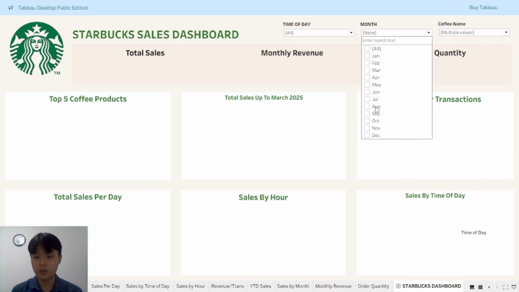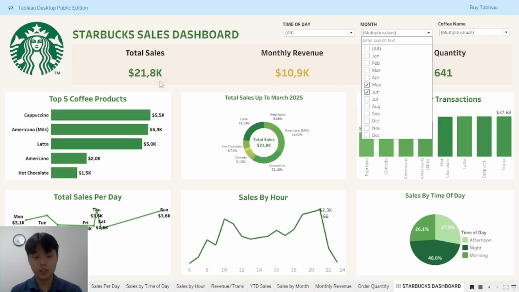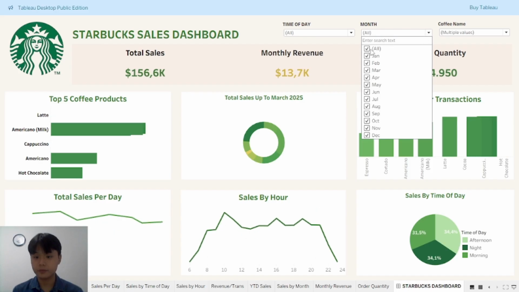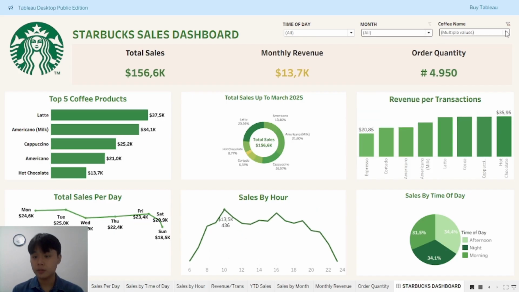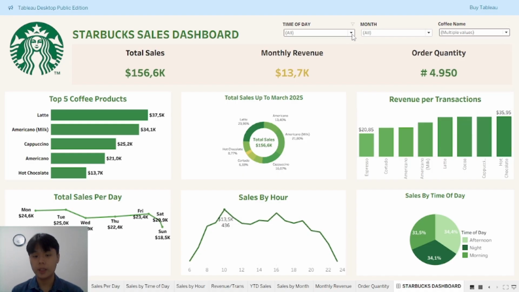For example, if you want to see May 2024, and then if you want to see May and June 2024, the total sales is $21.8 thousand, but the monthly revenue is $10.9 thousand. Okay, and then we have another filter for the coffee names. Why do I exclude some products? Because I want to highlight the best-selling products only. And also we have the time of day filter.